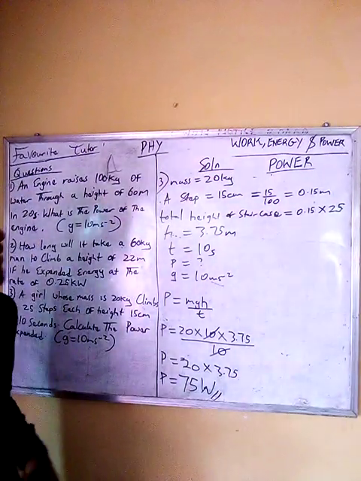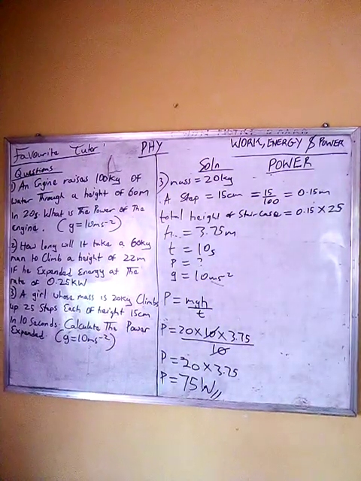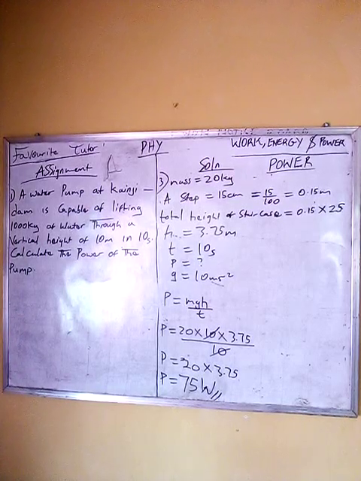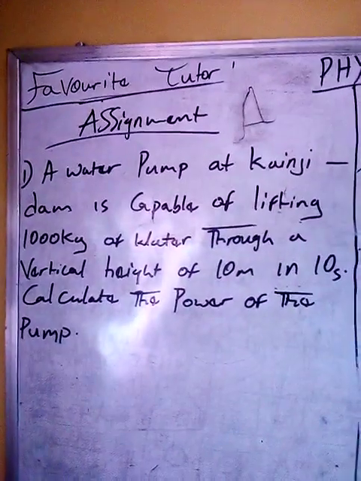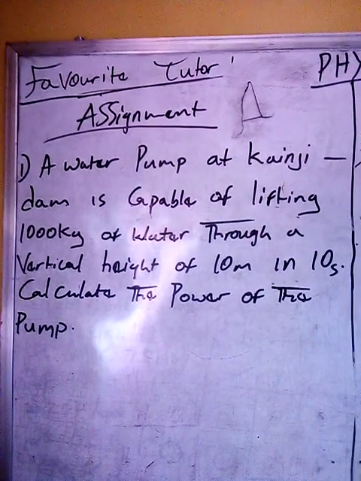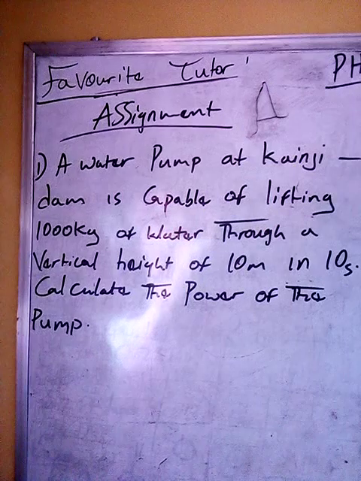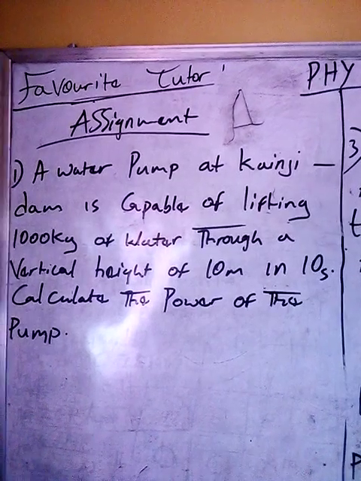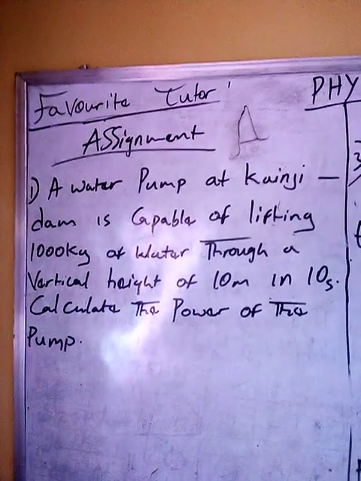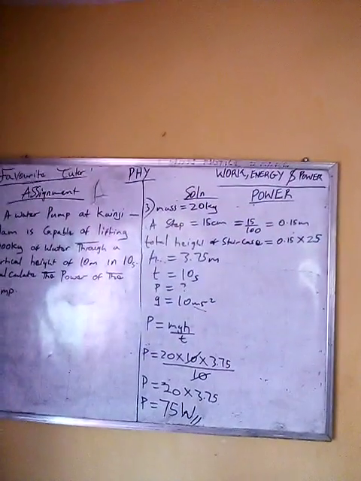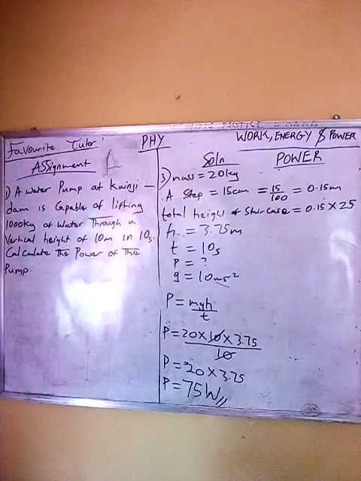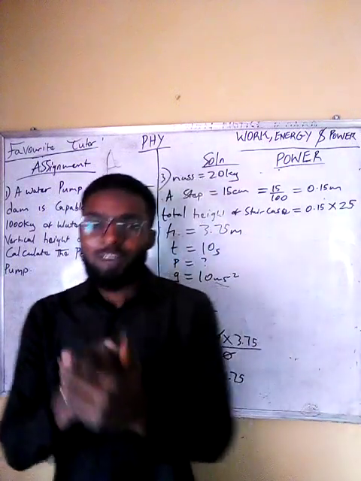Please put it down. All right. We have an assignment on the board. Take a good look at it. A water pump at Kenji Dam is capable of lifting 1,000 kilograms of water through a vertical height of 10 meters in 10 seconds. Calculate the power of the pump. All right, that one is for you. Try and see how far you can go with what we learned today. I think you are capable of doing that.